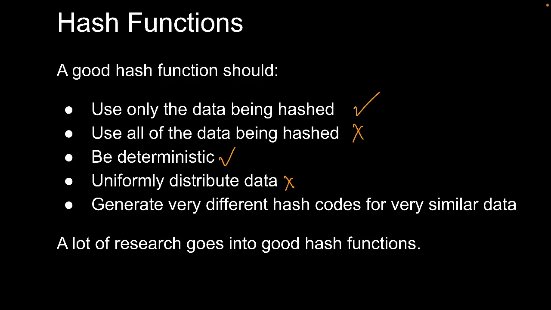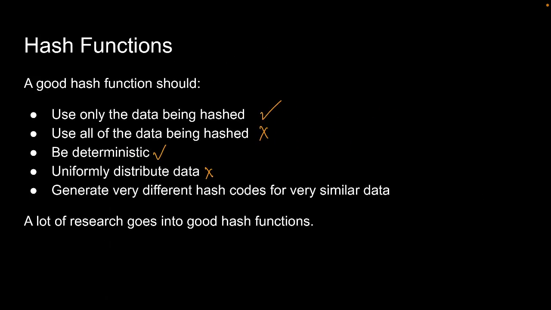And does it generate very different hash codes for very similar data? So if you think about two names, let's say Harry and Hagrid. Kind of similar, they both start with H. Are those hashed very differently? No, they're hashed exactly the same. So the answer is no, but why might you want it to be a very different hash code for a very similar piece of data?